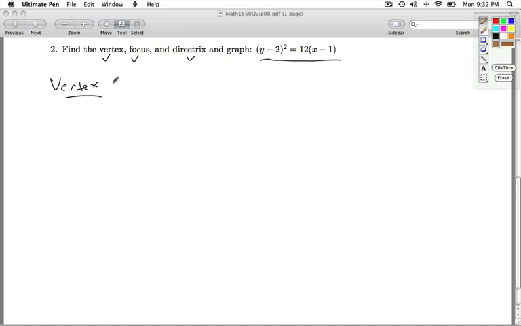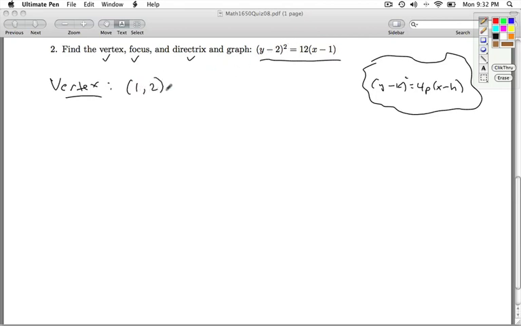So, in order to find the vertex, we need to have the equation in standard form. So remember what the standard form of a parabola looks like: (y minus k) squared equals 4p times (x minus h). And sure enough, I'll be darned, it's already in standard form. So the vertex is going to be (1, 2). And let's see what that 4p is. The 4p is the coefficient right there. That's 12. That means p is 3.